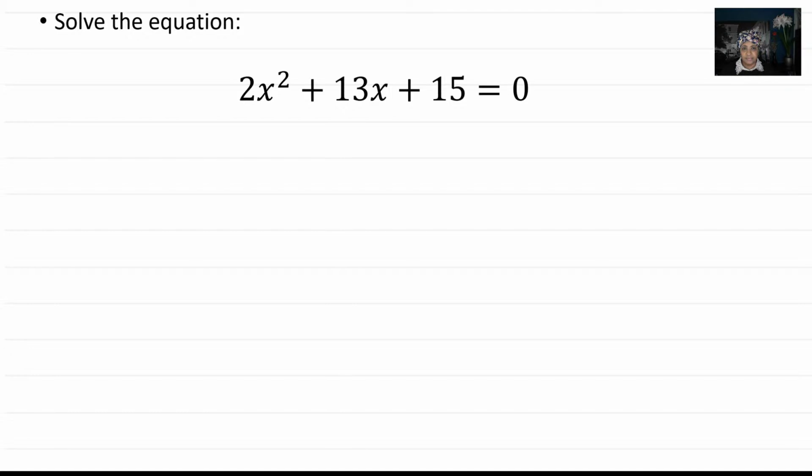Right? I think we had this earlier on. Does anyone remember it? What would be the solution?